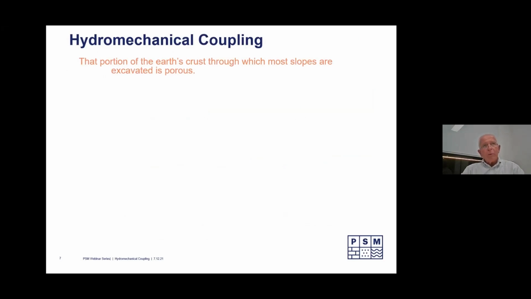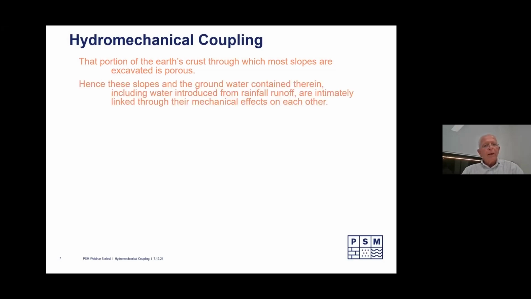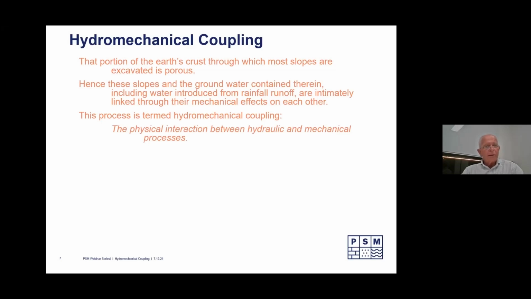So firstly, let's start with the earth. We're excavating these slopes, these new slopes, and they're porous. They've got holes. So the slopes and the groundwater that's contained within, and then any water that's introduced from external sources such as rainfall, runoff, they're interlinked in their mechanical effects on each other. And that's hydromechanical coupling, the physical interaction between the hydraulic and the mechanical processes.